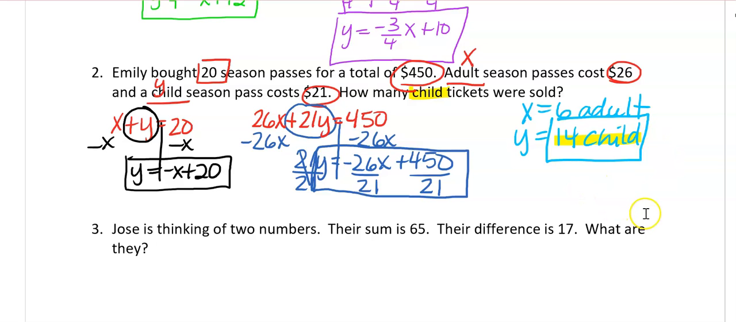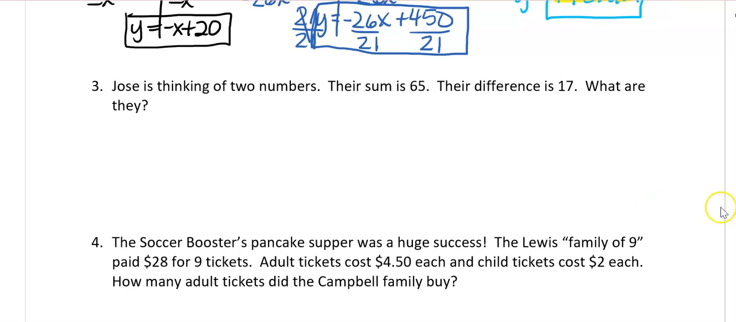Now, this number 3 is one that a lot of students get stuck on. So let's get started on it. Jose is thinking of 2 numbers. So 2 numbers. Their sum, and sum is when we add, is 65. Their difference, when we subtract, is 17. What are they? Well, I don't know. I have 2 things that represent 2 numbers, an x and a y. Okay, that's my variables, x and y.